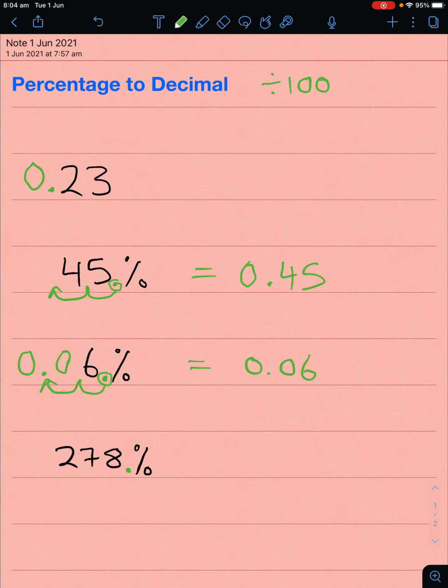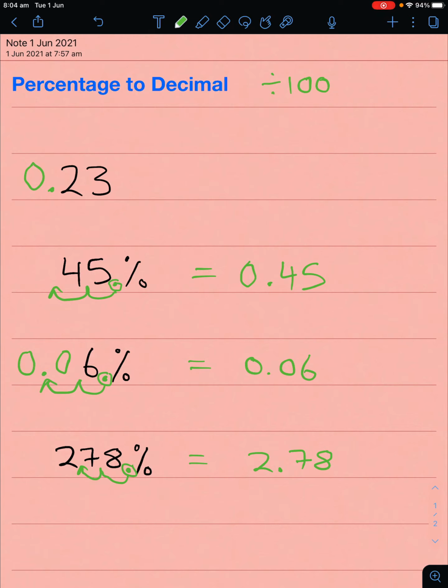Let's have a look at the last one, so 278%. Again, starting with the decimal point, we're going to take that, we're going to move it just 2 spots, just like in all the other cases. And so this time, we end up with the decimal point between the 2 and the 7. So we write the 2, we write our decimal point, which has been moved, then we finish writing the number, the 7 and the 8, and we can scrap the percentage symbol because it's no longer in percentage form. So 278% is the same as 2.78.